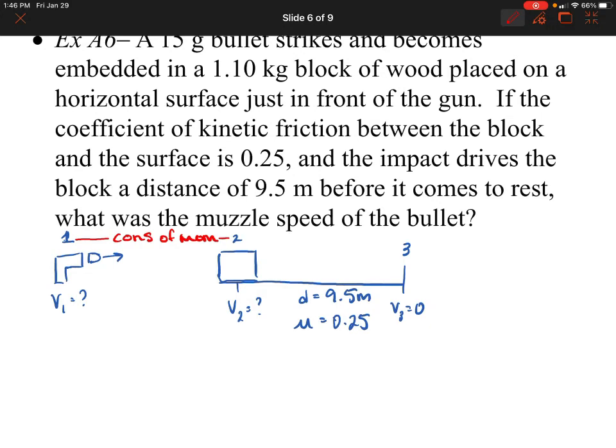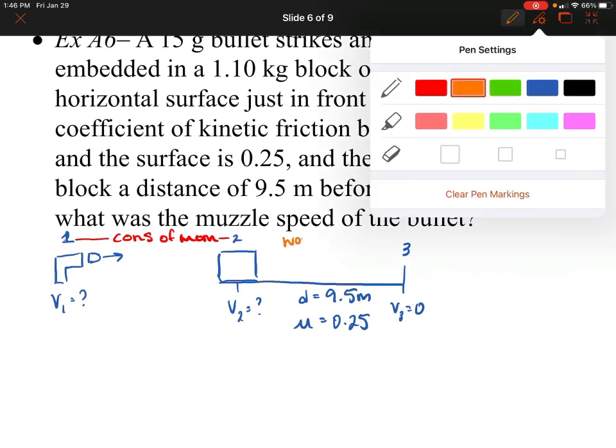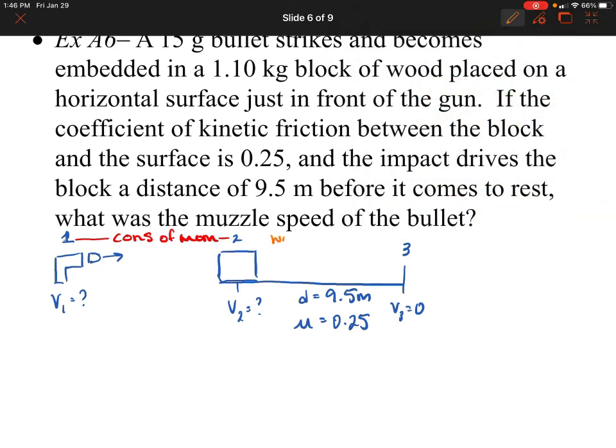That's where conservation of momentum is happening. I cannot use conservation of momentum from 2 to 3. I'd say the best thing to do here, because we know there's a transfer of energy, is using the work energy theorem, okay? And so that's what I'm going to use in between here. Work energy theorem from here to here. Okay.